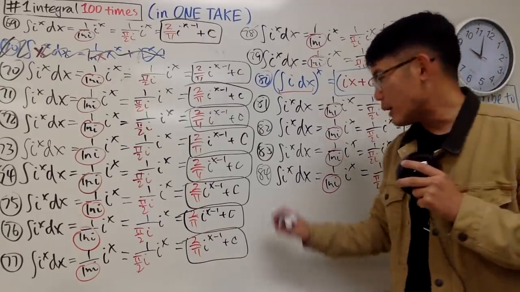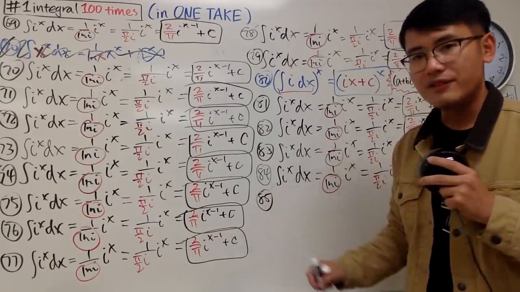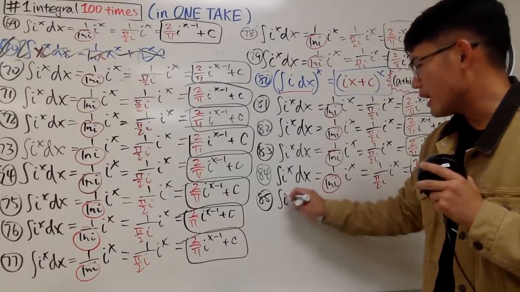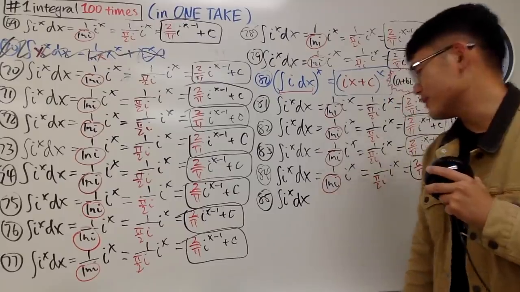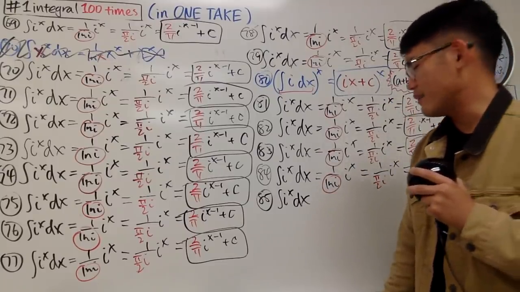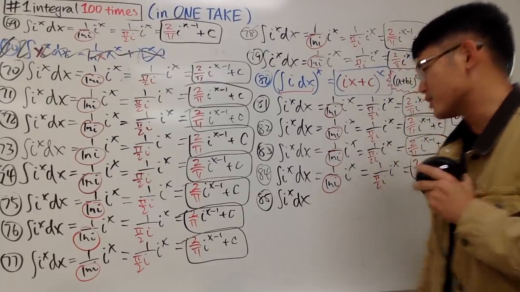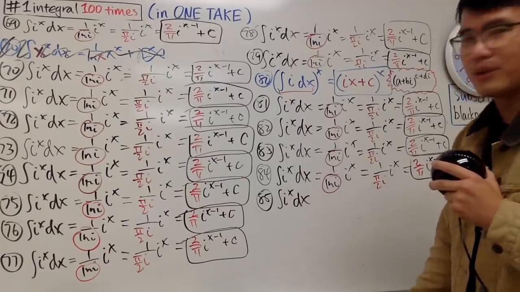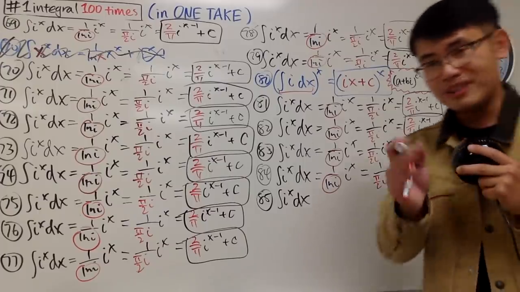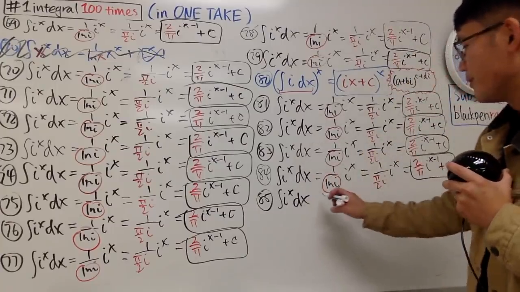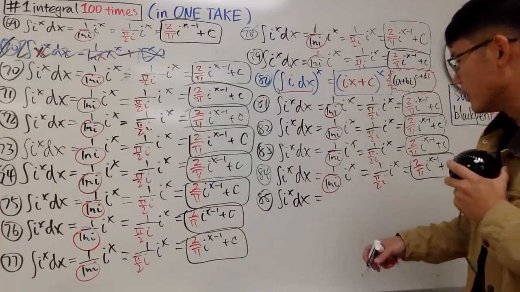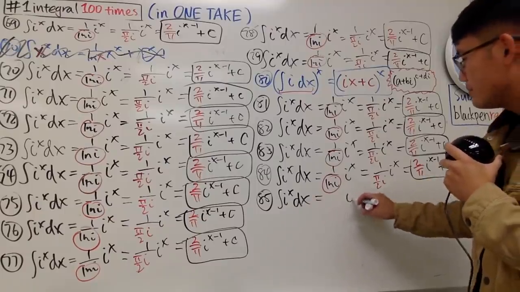Alright, now I will show you guys how to integrate number 85. This is a really difficult one. i to the x power. If you take this to algebra students, they have no idea what is going on. Seriously, it's hard. But don't worry, because you guys are watching this video. I think after this video, you guys will know how to integrate this right here, and all the other questions on the handout as well. Integrating i to the x power.